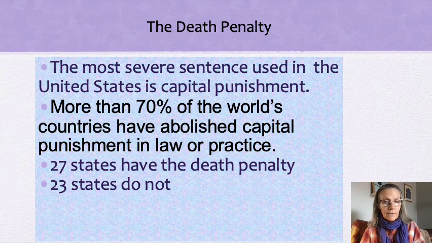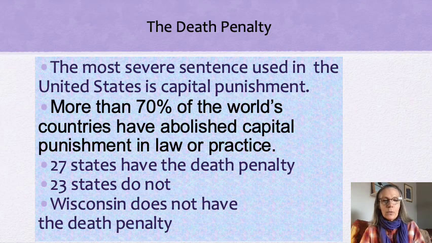That also includes the federal government. The federal government uses the death penalty as a potential sentence for a federal crime. So 27 states have the death penalty, 23 states do not, and Wisconsin, as you know, does not use the death penalty as a sentence.